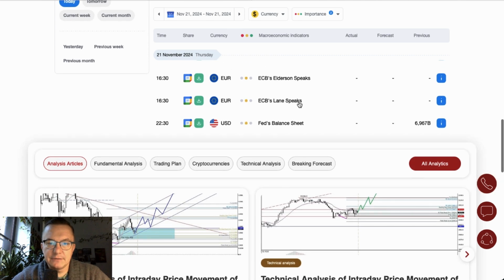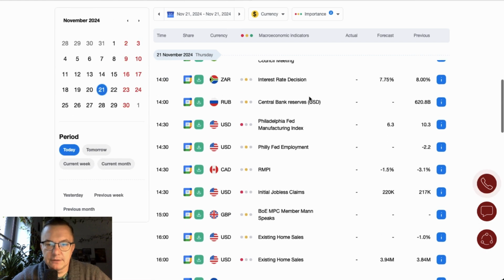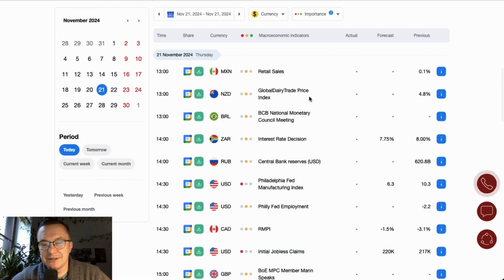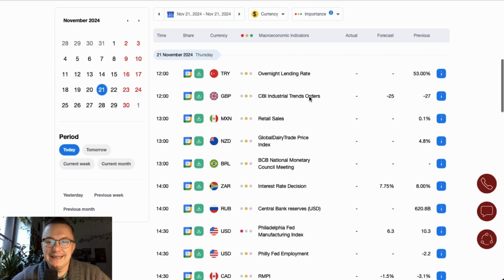And at the end of the day we have some speeches as well. ECB Elderson and ECB Lane will give a speech from the Eurozone, and the Fed's balance sheet is scheduled for release at 10:30. So only the New York session looks to be quite interesting. Sorry, the US session looks to be quite interesting. So let's take a look at what the majors are doing.